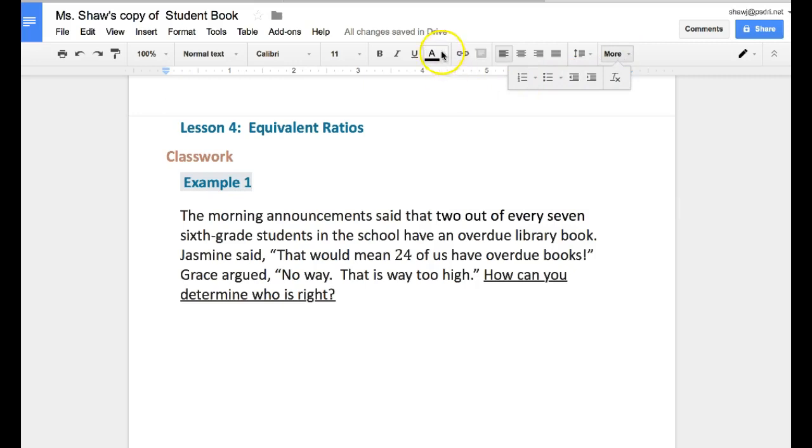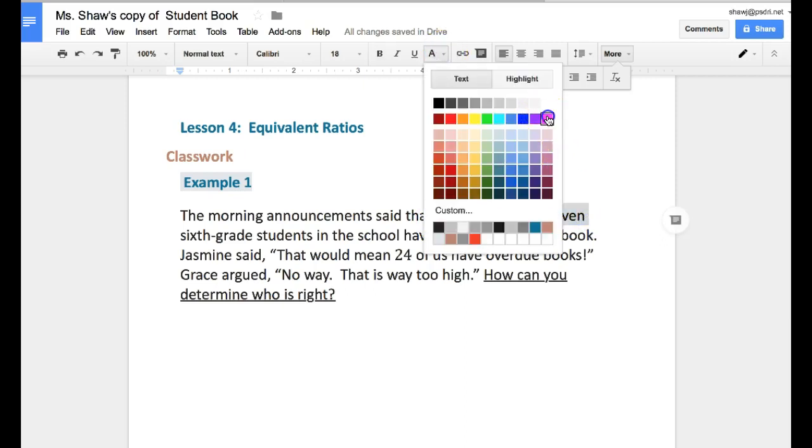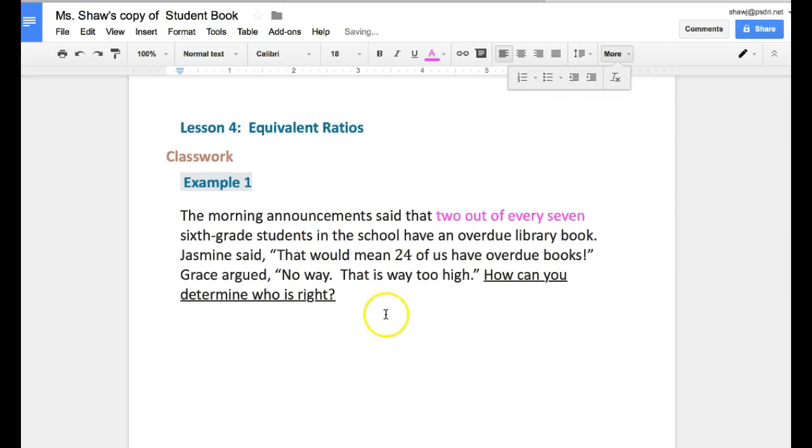Where is our color? There it is. 2 out of every 7 is clearly written as a ratio. And let's change it to a cool color like pink, because it stands out. So 2 out of every 7 is our ratio. 6th grade students just tells you what type of students they are. So out of every 7 students, that means our ratio could be 2 to 7.